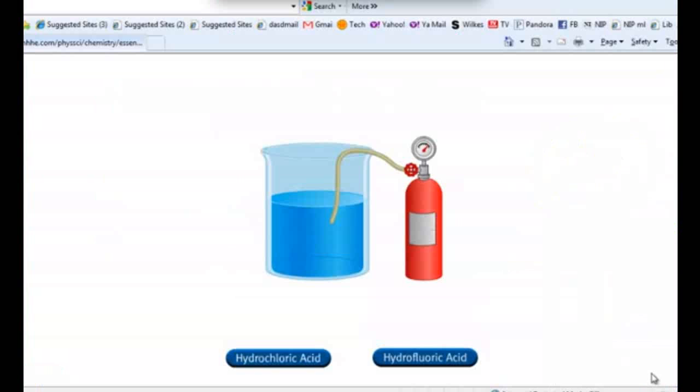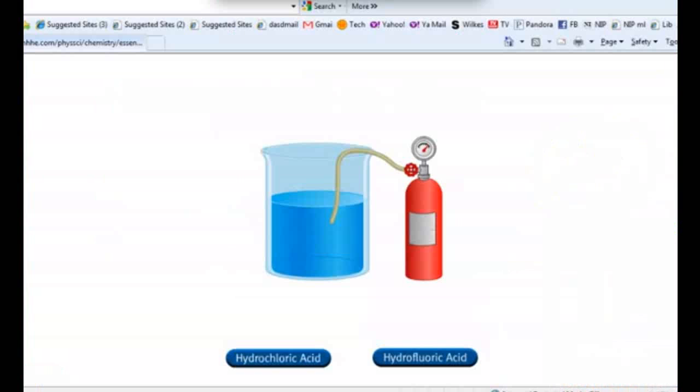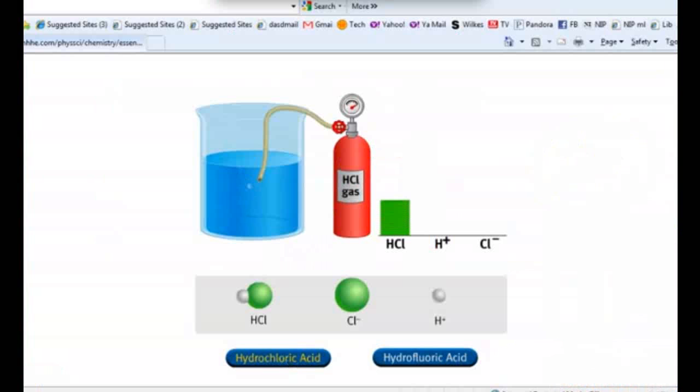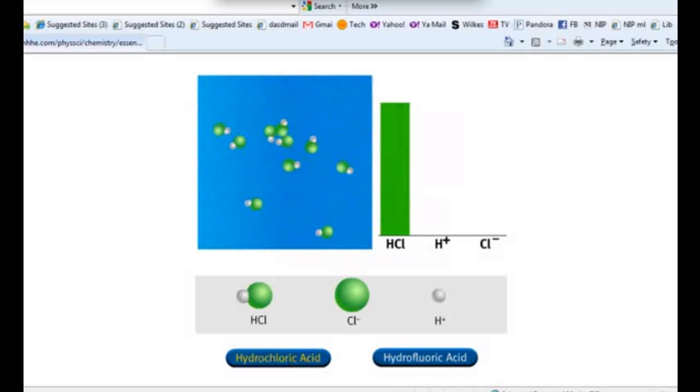The difference between a strong acid, hydrochloric acid, and a weak acid, hydrofluoric acid. Click on one of the buttons to see hydrochloric acid, HCl, or hydrofluoric acid, HF, dissolved in water. Hydrochloric acid is a strong acid. Strong acids are strong electrolytes, which for most purposes are assumed to ionize completely in water.